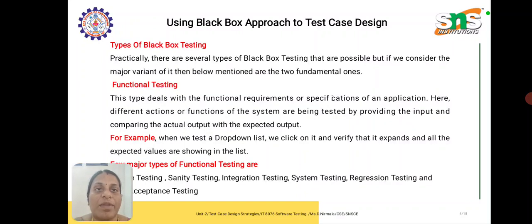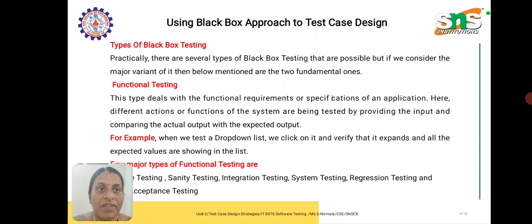So these are the types of black box testing. Practically there are several types of black box testing that are possible, but if we consider the major variants, they are mentioned below based upon two fundamental ones. First one, functional testing. This type deals with the functional requirements or the specification of an application. Here the different actions or functions of the system are tested by providing the input and comparing the actual output with the expected output.